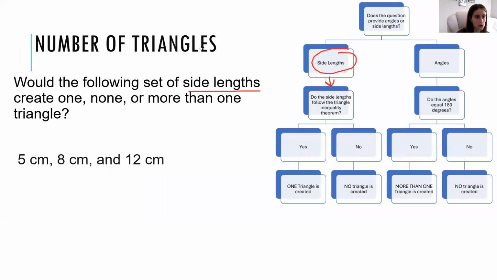I like to color code and do my tests in the same pattern every time because that helps me make sure that I don't miss a combination, nor do I accidentally duplicate one. So the first 2 sides I'm going to choose are the first 2. So in order for our rule to be true, the sum of these 2 sides, 5 and 8, are going to have to be greater than the third side, which is 12.